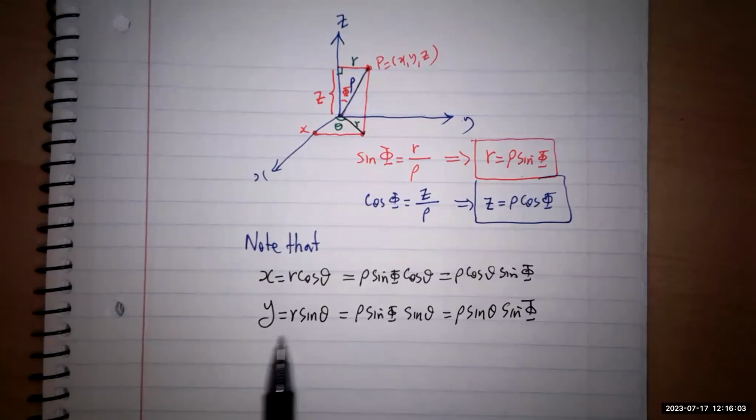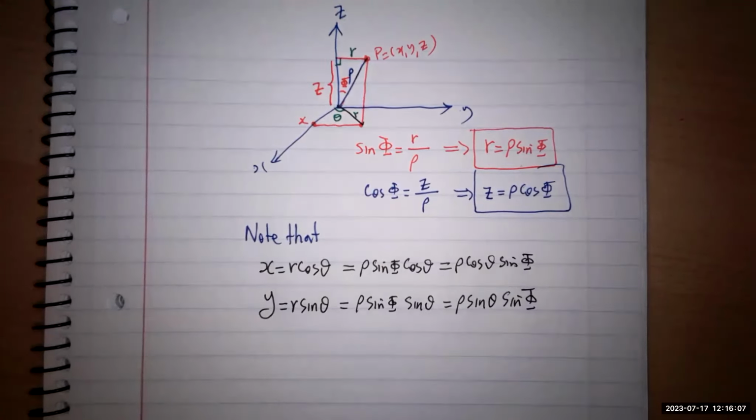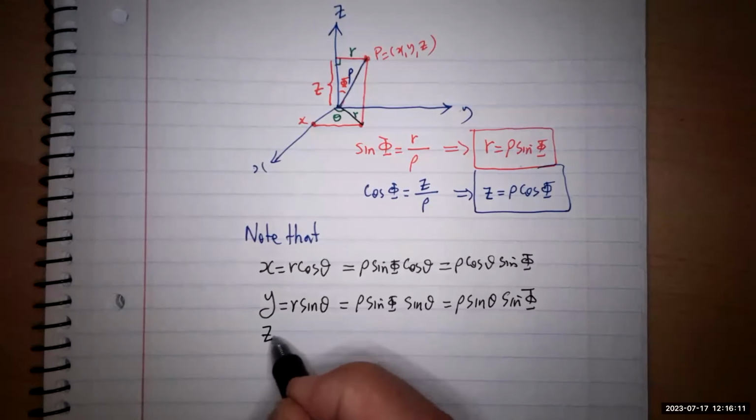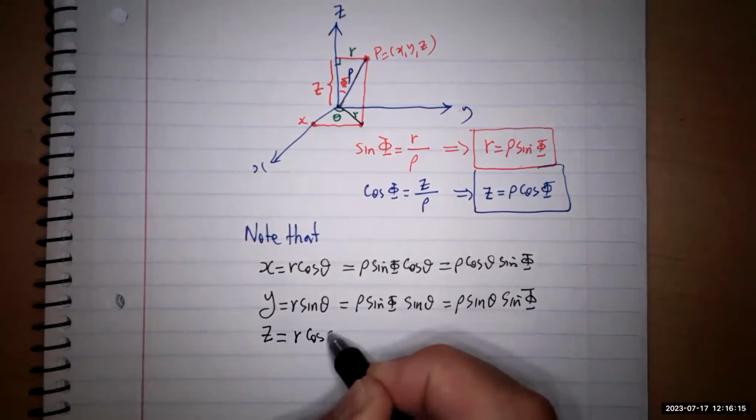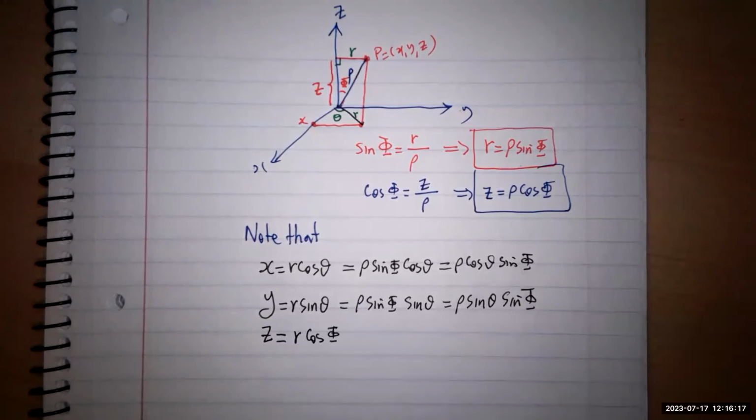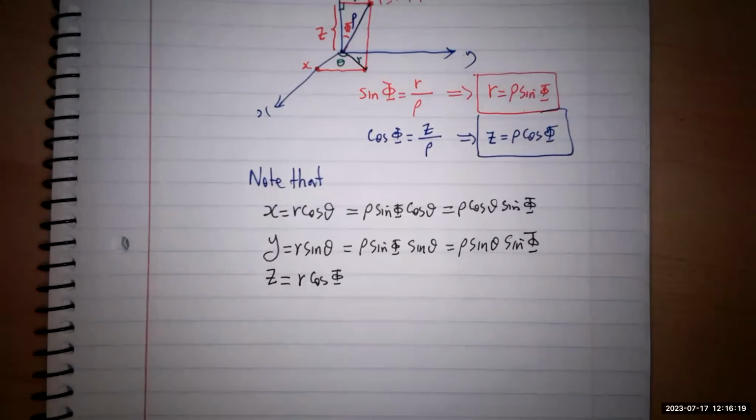Again, you see y is r sine of the theta, you change it to rho sine of the theta, you multiply by sine of the phi, but z is fixed. Z is new, and this is going to be rho cosine of the phi. Make sure you use these correctly, the sine of the theta.